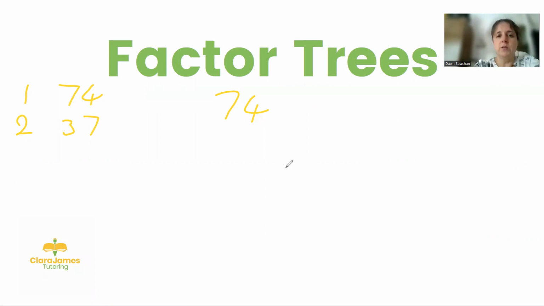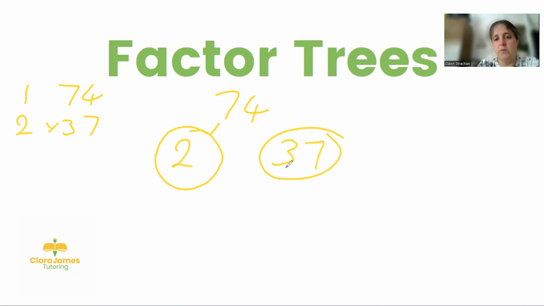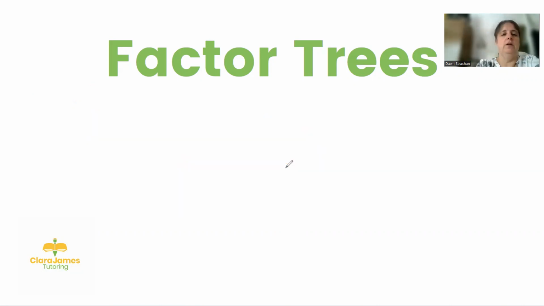So what we can do with this one is we'll take the 2 times 37, pop 2 on this side, 37 on this side, and we're already left with 2 prime numbers. So our answer would just be 2 times 37. Okay, let's do one more for luck.